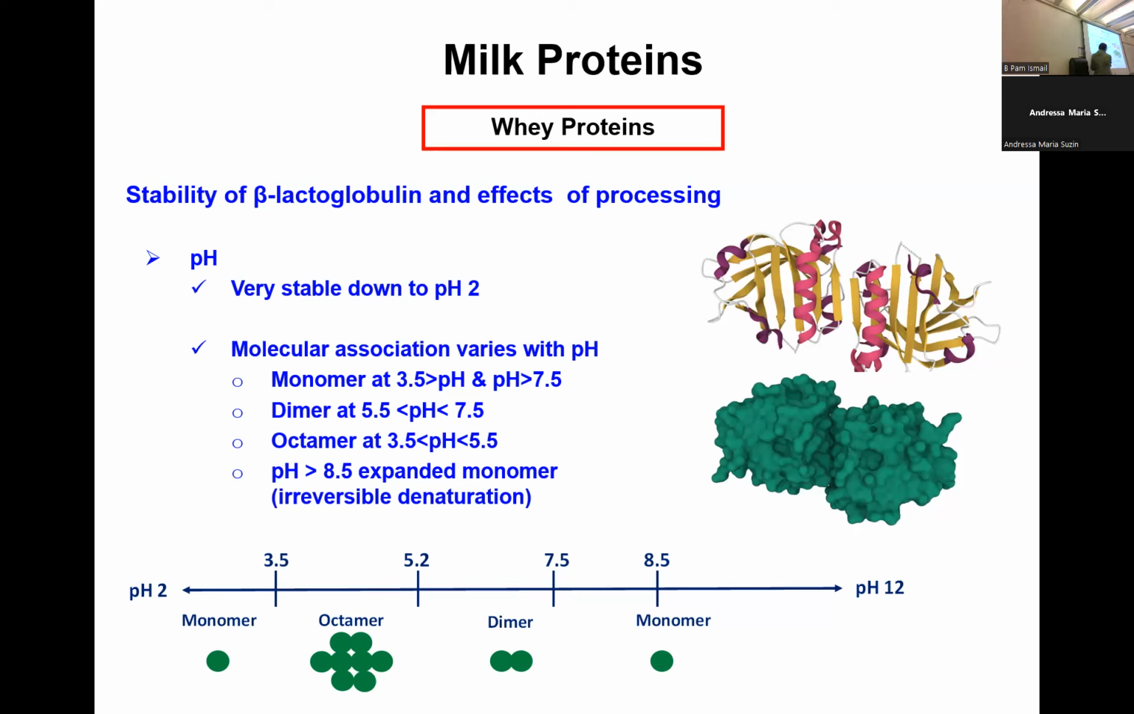Now, around the isoelectric point, it exists as an octamer because you have the least charges, so you will have more polymer interactions, and with heat, that octamer grows and loses solubility around the isoelectric point. Above pH 8.5, the monomer is going to have internal repulsion, and that will be an expanded, open structure monomer, and that causes irreversible denaturation at high pH.